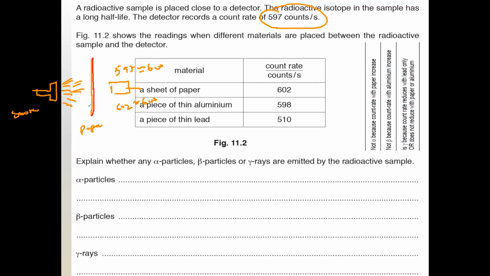This gives an idea that this is not an alpha, because if it was an alpha source, then the count should decrease, because alpha particles can be stopped by a paper. So the counts here should decrease, but it is not decreasing. It means that it is not an alpha. And why is it not an alpha? Because the count rate of the radiation passing through a paper does not change.